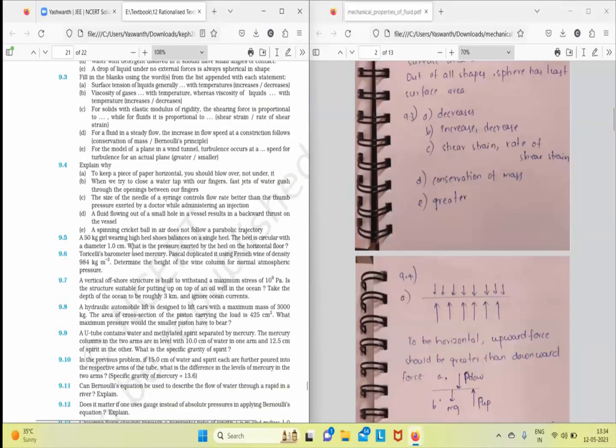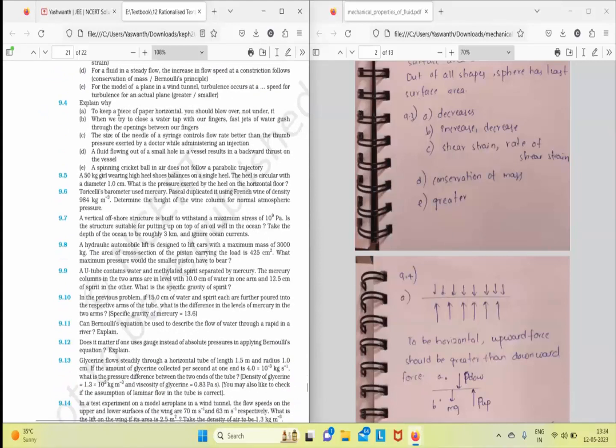So going to the fourth question, explain why to keep a piece of paper horizontal, you should blow over, not under it. Okay.